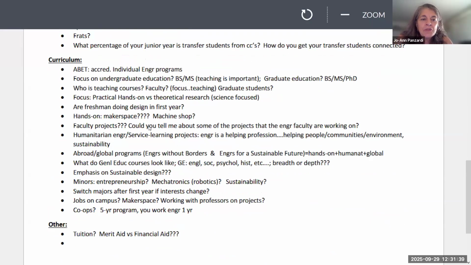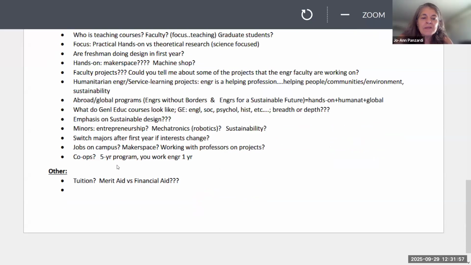Okay. And then the third category is curriculum. Are they ABET accredited? Do they focus on undergraduate teaching? How are the teachers? Are the freshmen doing design? Is there a makerspace, a machine shop? What are the faculty projects? So these are all things that affect your curriculum. And then I said, tuition is also really important, and how much merit aid or financial aid can you get? Merit aid is scholarships based on your academics, where financial aid is based on how economically disadvantaged or advantaged you are.